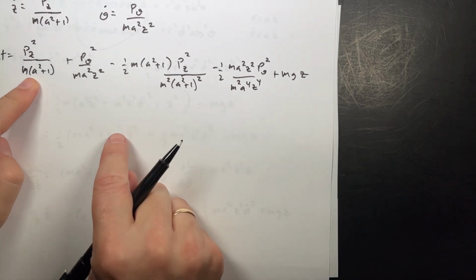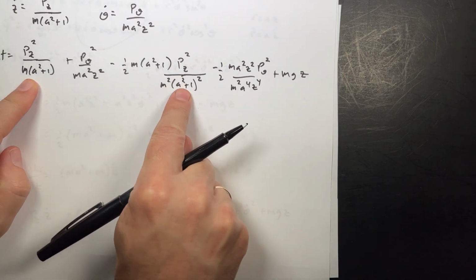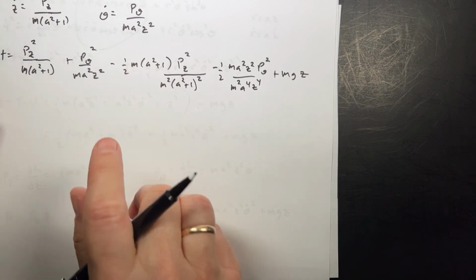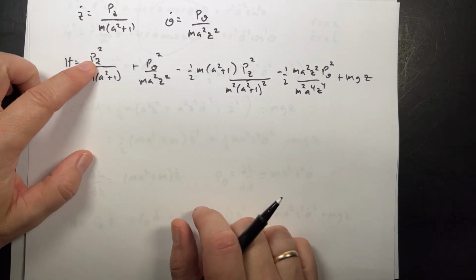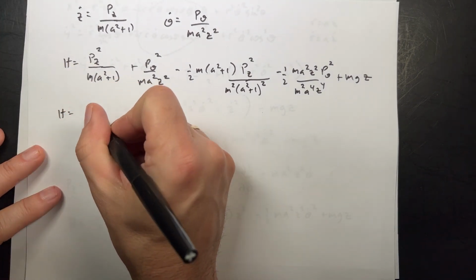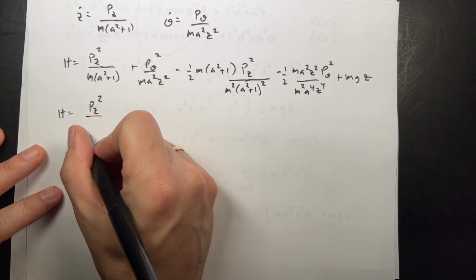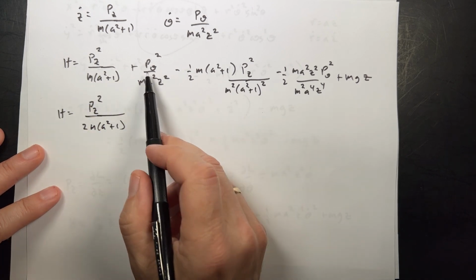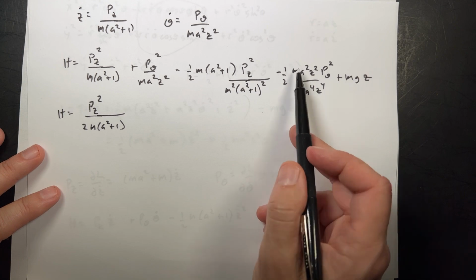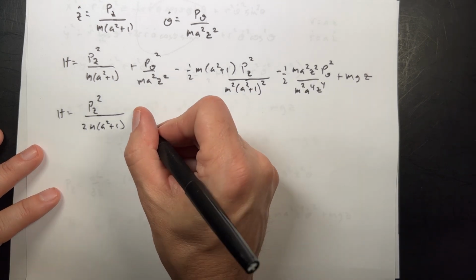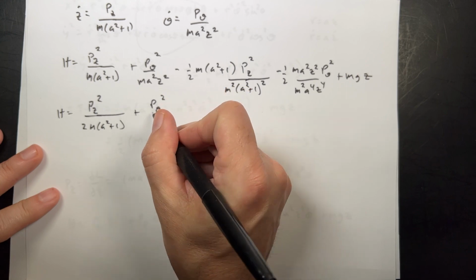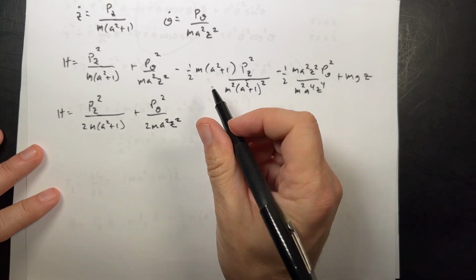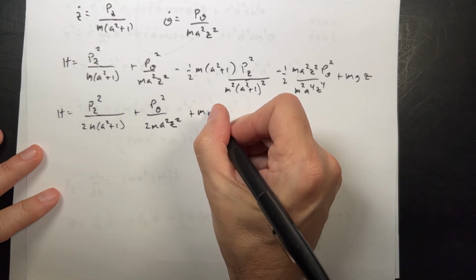Now, right here, this term is the same as this term, right? Because that cancels. This cancels with one of those. That comes with that. But I have a negative 1/2. So if I add those two together, I just get the half of this. So I have H is pz squared over 2m(a squared plus 1). And the same thing's true here. This term is twice that term because of the cancellation. So I get plus p theta squared over 2m a squared z squared. And then I have that term right there, plus mgz.